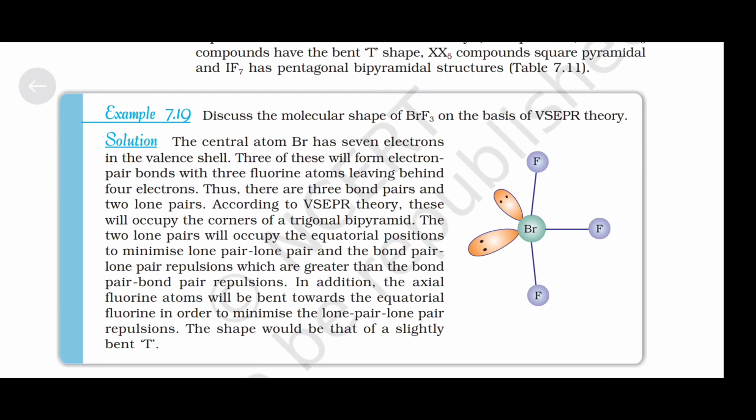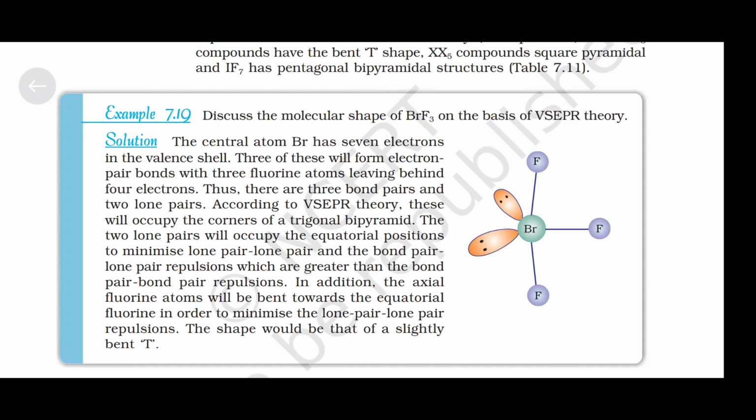Discuss the molecular shape of BrF3 on the basis of the VSEPR theory. The central atom Br has 7 electrons in the valence shell. 3 of these will form electron pair bonds with 3 fluorine atoms, leaving behind 4 electrons. Thus, there are 3 bond pairs and 2 lone pairs. According to VSEPR theory, these will occupy the corners of the trigonal bipyramid.